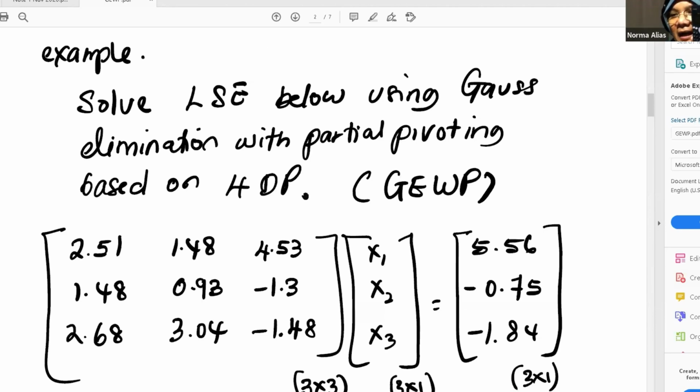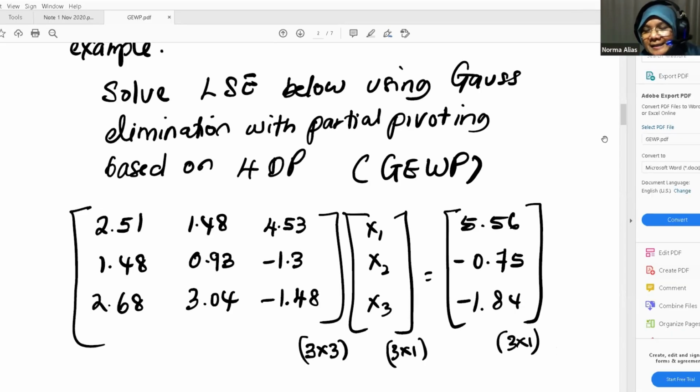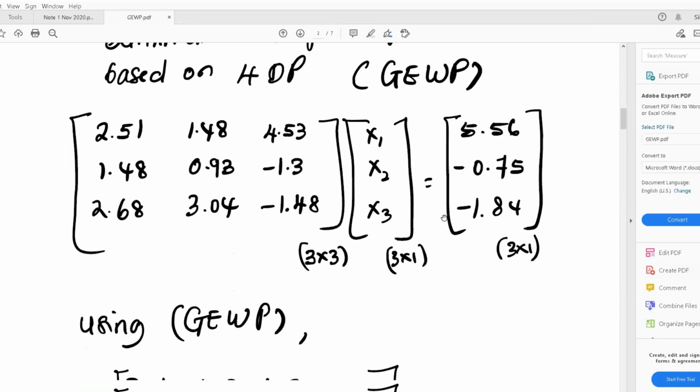Mode, fix 4, because you want to control 4 decimal places. Please, where is your calculator? Who got the answer? Madam, the value of x1 is 1.0000. X2 is negative 1.0000. X3 is 1.0000.